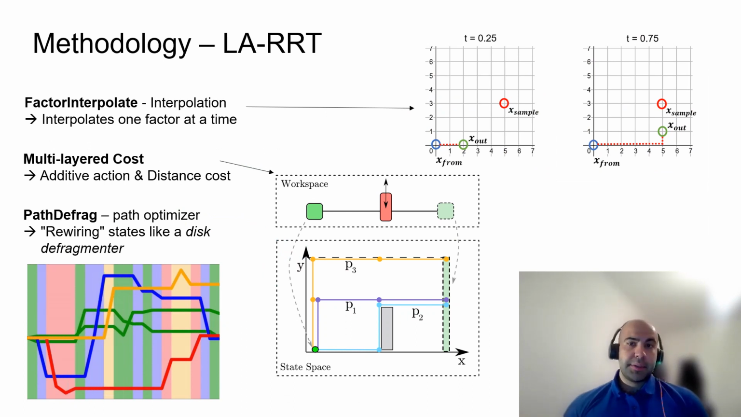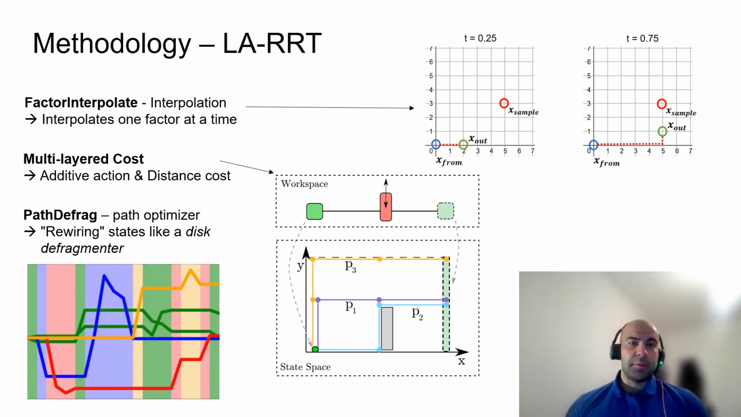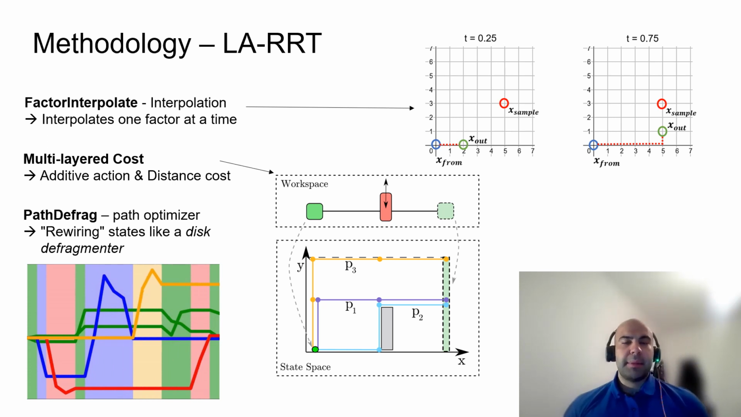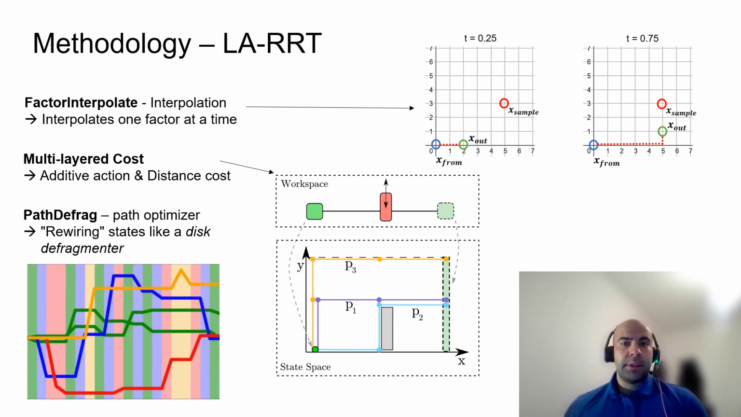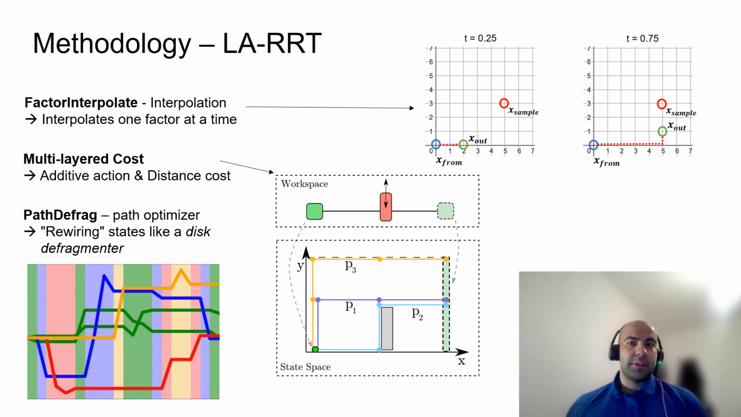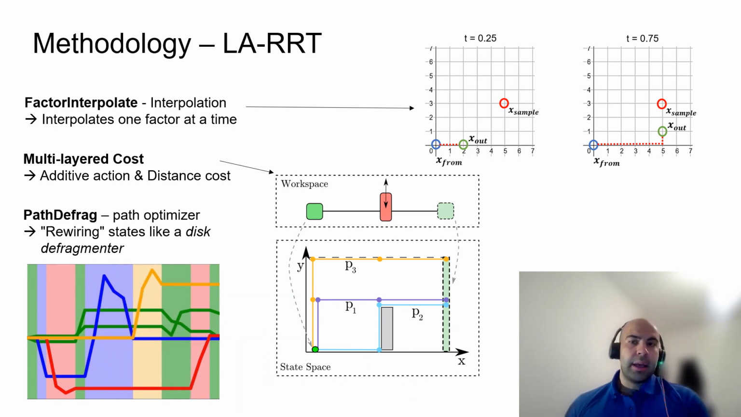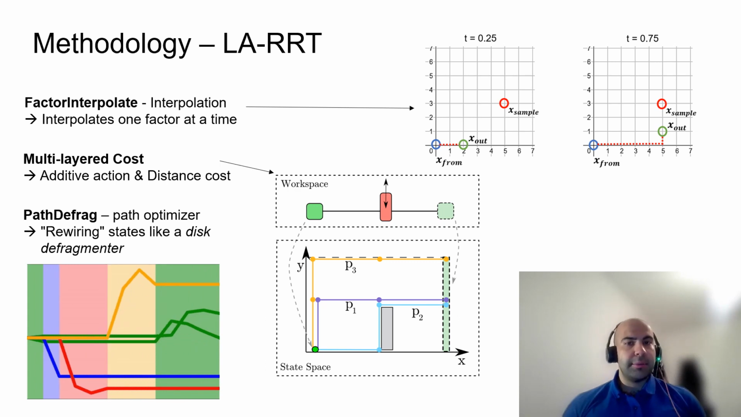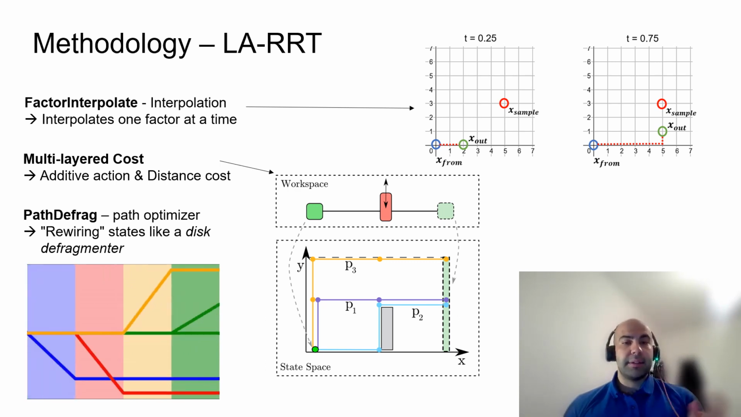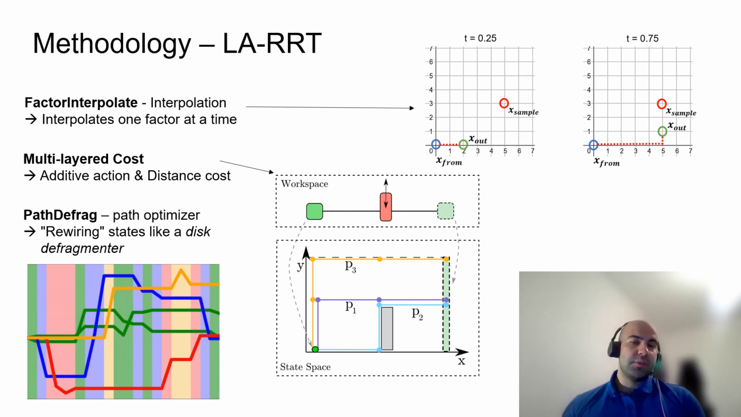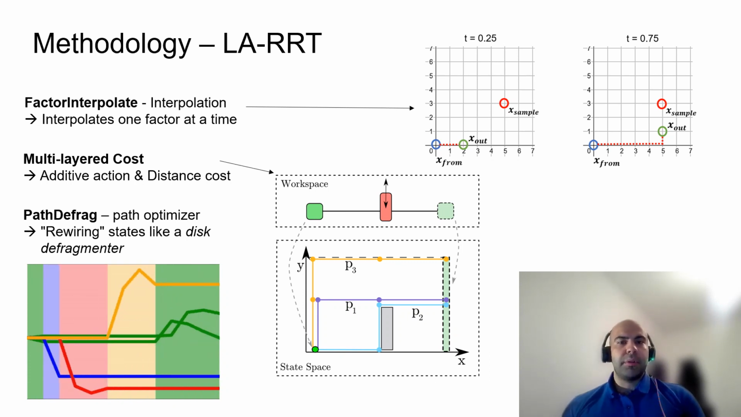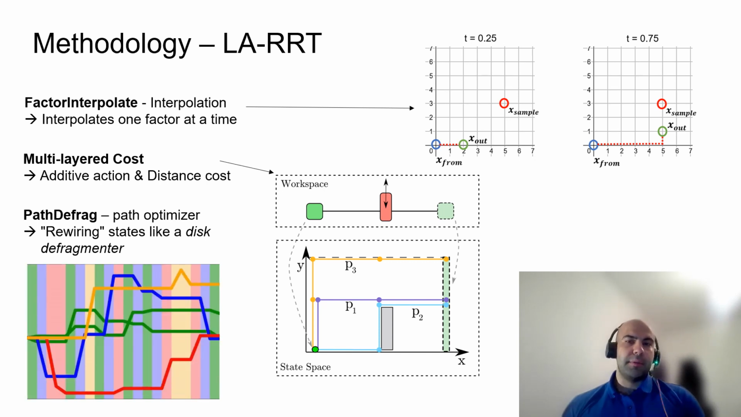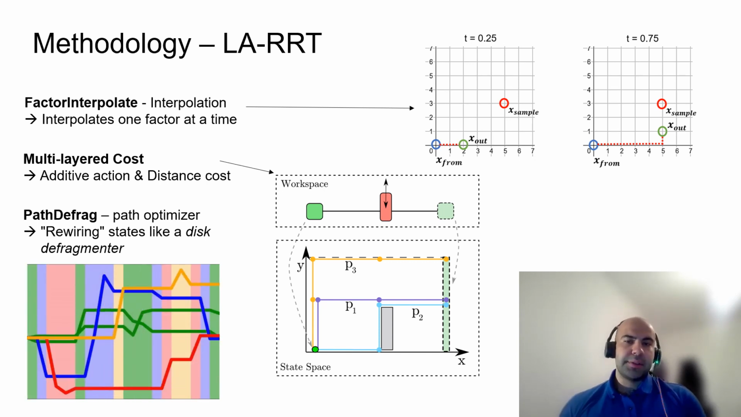And having the factored state space, we utilize different methods in our planner LART to enhance its planning capabilities. These are, for example, factor interpolates, where we only interpolate along one factor that corresponds to the movement of only one object, and a multi-layered cost heuristic to be able to distinguish between the action and the distance cost at the same time. And most importantly, the path defrag method that works like a disk defragmentation, but in our case, it tries to reduce the number of actions a robot has to execute to solve a puzzle. And now let's take a look into our results.